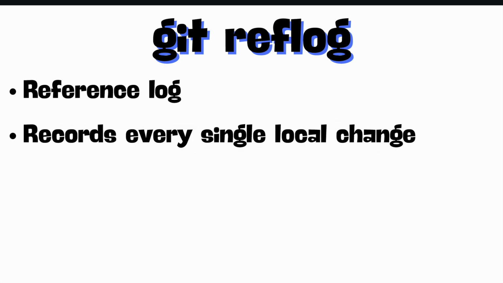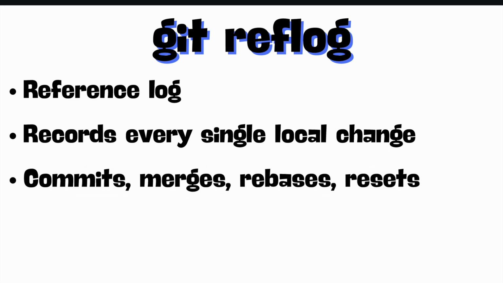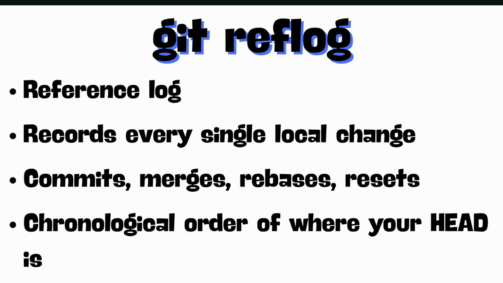So at its core, Git Reflog is a reference log. It records every single local change made to your repository's state, including commits, merges, rebases, resets, and even branch checkouts. Unlike Git log, which shows you the public commit history, Reflog shows you a chronological record of where your head has been. It shows you all the actions that you have taken in your local repository.